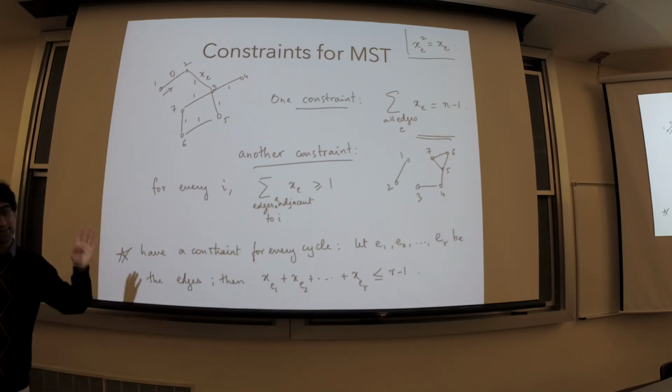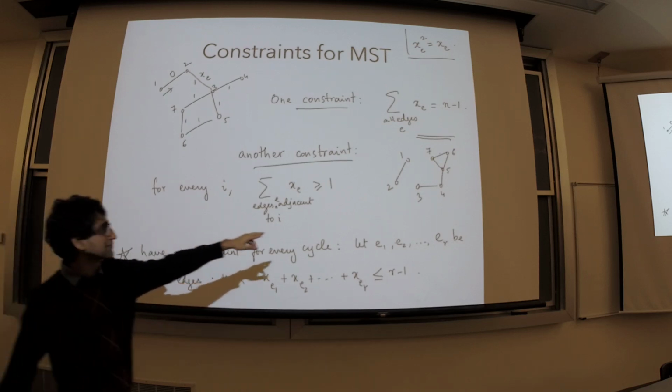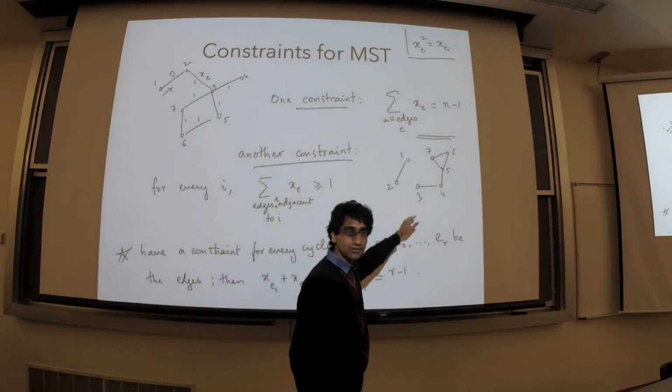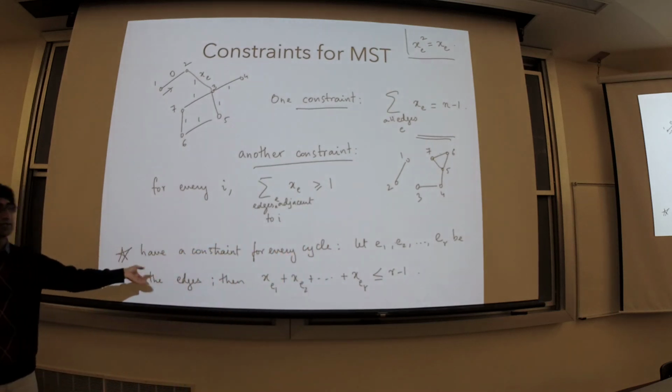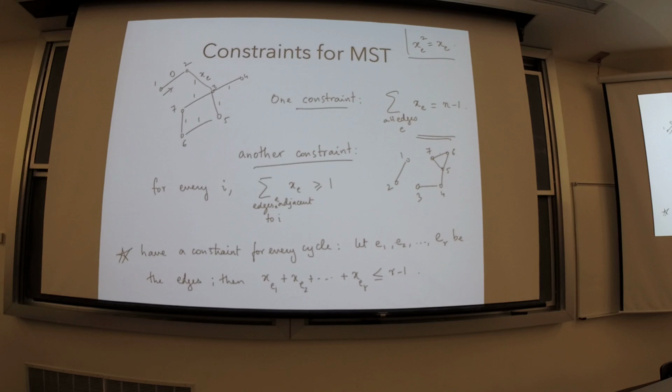But next class we'll see a slightly different solution, which is inspired by this counterexample. Both of these have exponential size because there are exponentially many cycles. Okay, so let's continue this next.